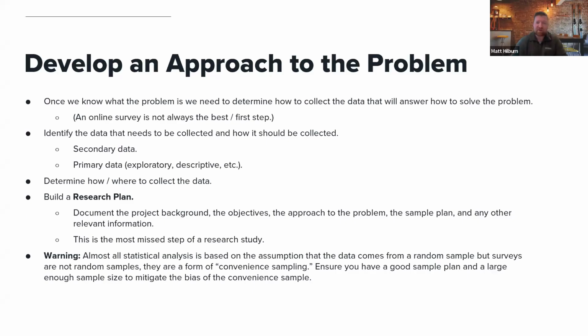And the best way I've found to do that is to write what's called a research plan. This is a really simple document. You document the background of the project, what the issue is, why we're conducting this research, what the objectives are, and the approach that you've developed to solving this problem, full plan, any relevant information. You really want to have everything documented. This is not a difficult thing to write. It's probably 2 pages. And by having it, you'll find that you can reference it over and over again as you conduct this research project.